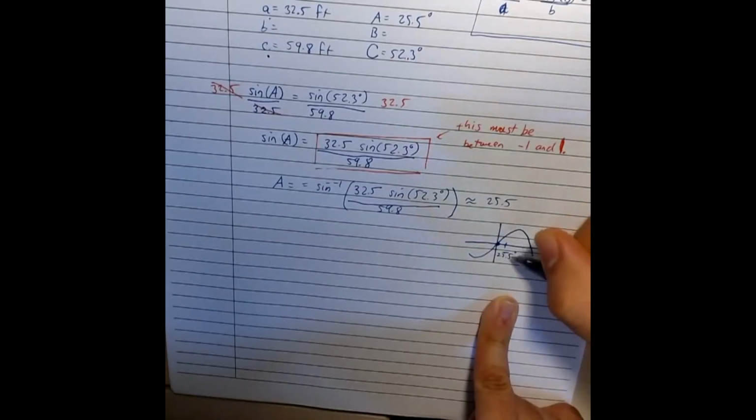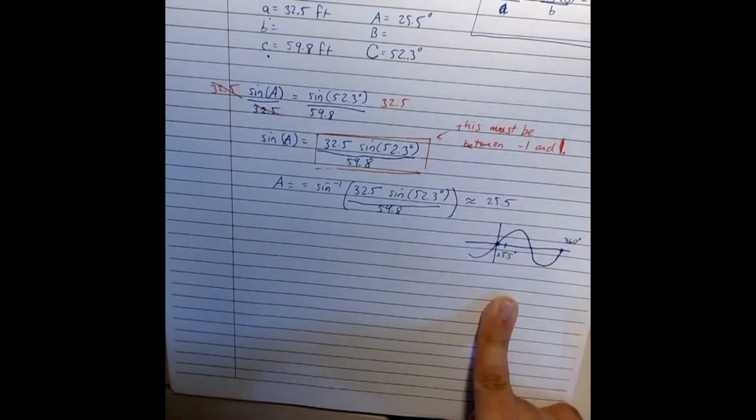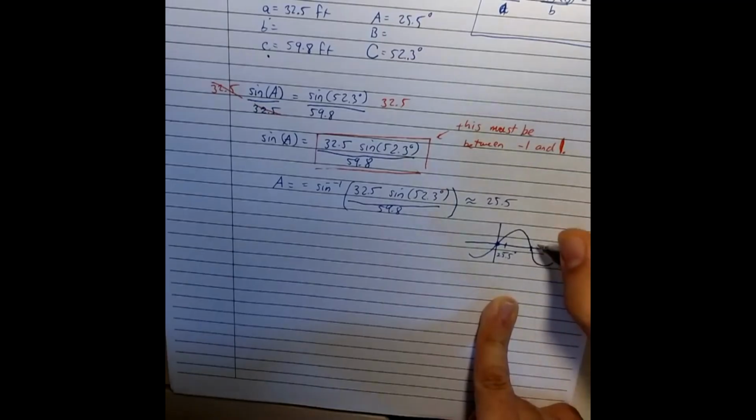Okay, cool. You say, how do you know that's right there? Oh, because on the sine function, you start from 0, you go up to 360 degrees. And so here in the middle, this would be, what, 180 degrees, yeah? So this right here would be 90 degrees. And so 25.5 must be here before 90 degrees.